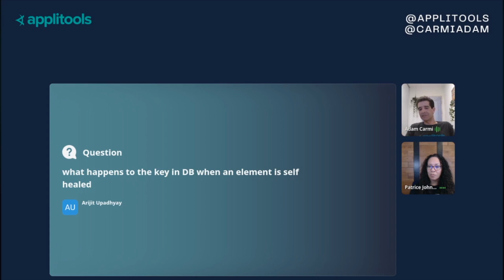If you're using another key, it will be a fresh discovery of the element. And if we find the new element with that new locator, we'll just relearn everything about that new element and store it with the new key. So you don't need to worry about cleanup or anything like that. It just works.